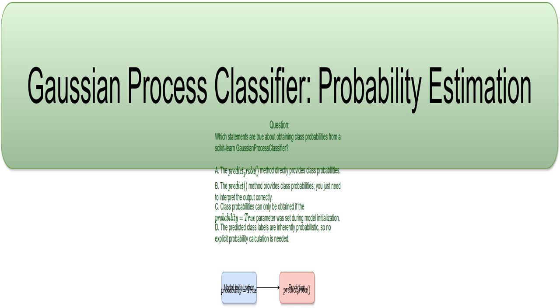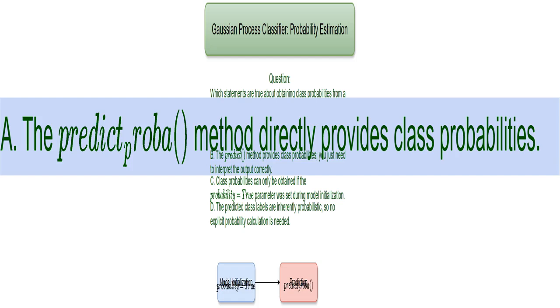Here's the core question I have in mind. We're digging into the details of a machine learning model, and I want to know what statements are accurate regarding the probability estimation process. This statement is true. To obtain probability estimates, I must explicitly activate probability calculation during model initialization using probability true. It's a prerequisite. You can't get probabilities unless I've set this flag beforehand.